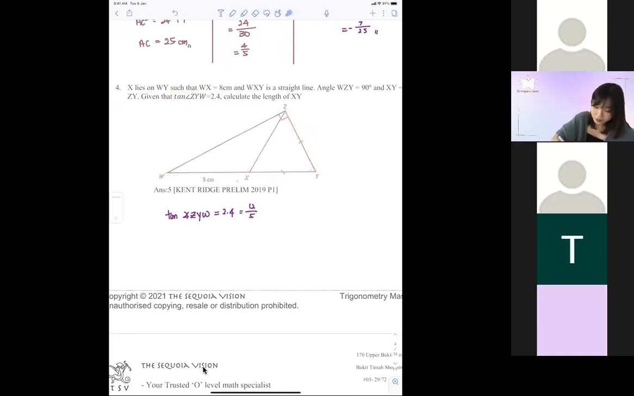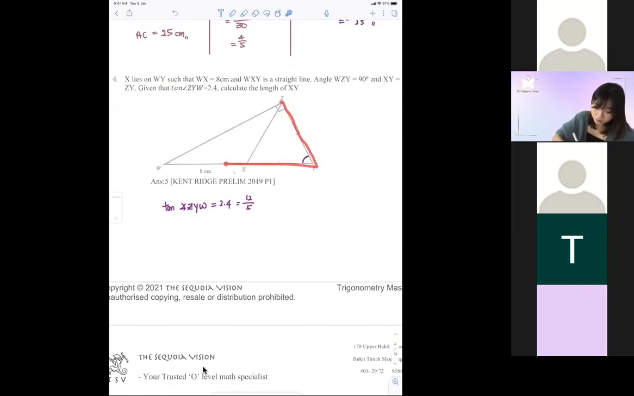Okay, then tangent is always opposite over adjacent. So let's look for ZYW. ZYW is here. Okay, this is in a right angle triangle. So tangent is always opposite over adjacent. Can you see? Your opposite is 12, your adjacent is 5. But before you put it in, we know that this fraction is in the simplest form, right? It doesn't mean that opposite is 12 cm, adjacent is 5 cm. It may not be, because this is in the simplest form.